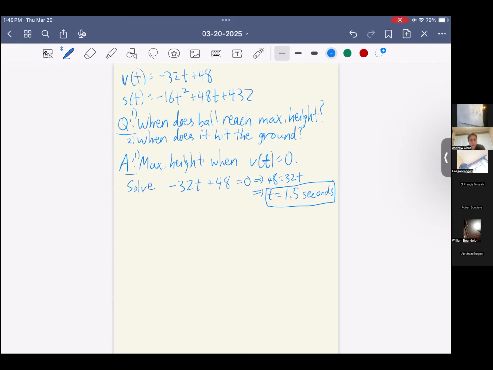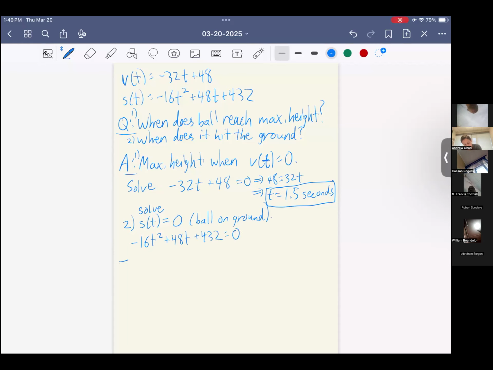Okay, so let's answer question number 2. So question number 2 over here, we want to know when does it hit the ground? Hitting the ground means the position function is 0, right? So what we're really doing is solving s of t equals 0. This is what it means when the ball is on the ground. Okay, so let's see what happens. We're solving negative 16t squared plus 48t plus 432 equals 0.